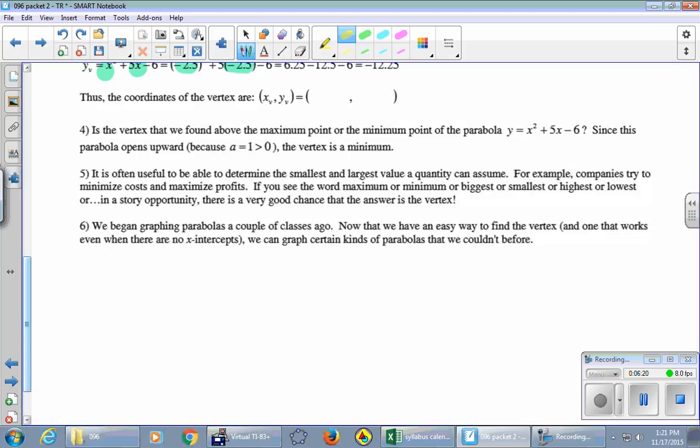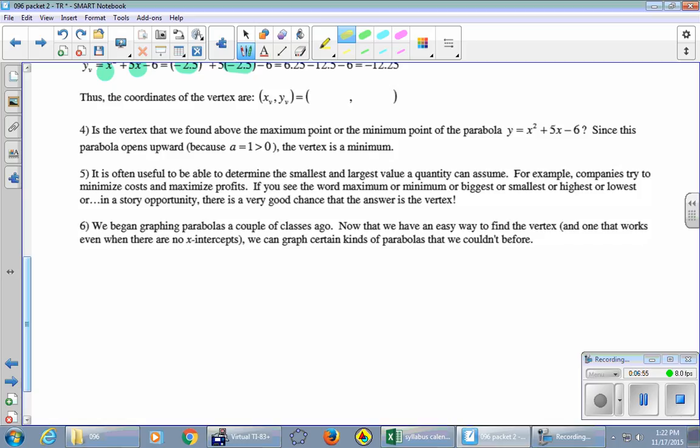Number 5 here. It's often useful to be able to determine the smallest and largest value a quantity can assume. For example, companies try to minimize costs or maximize profits, that is finding something small or something big. If you see the word maximum or minimum or biggest or smallest or highest or lowest or any number of synonyms for those words, there is a very good chance that the answer is the vertex. So in the activity today and in tonight's homework, you are going to be looking for any words like these words here. And what that just means to you is, oh, this problem is asking me to find the vertex.